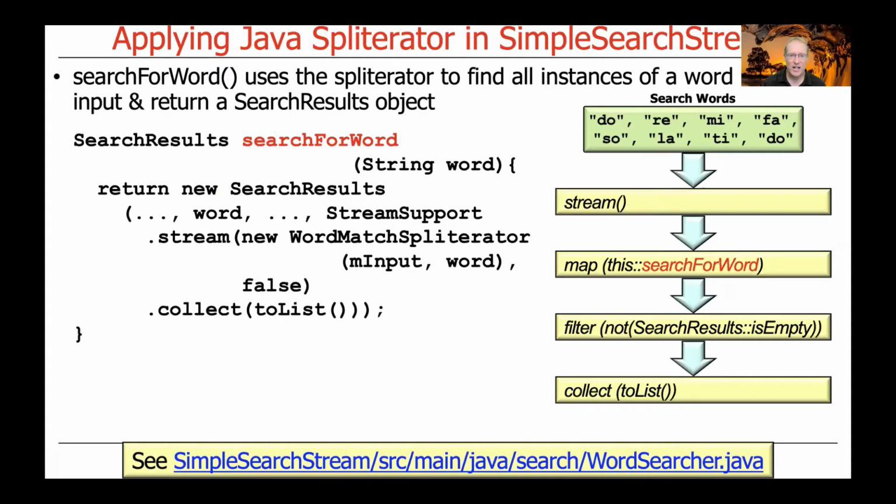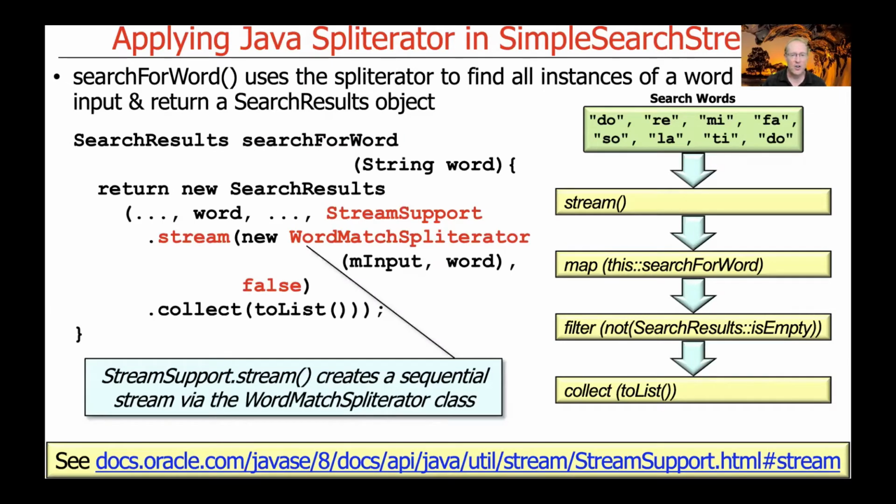The way in which this actually gets used internally to the program is there's a method called searchForWord. And what searchForWord is going to do is use the Spliterator we're going to develop and walk through in order to find all instances of a given word, like in this case, the names of the musical notes, like do, re, mi, and so on. And it's going to try to find all the places that that occurs within some input string, which in this case, of course, will be the lyrics for the Do-Re-Mi song. You can find this code in the WordSearcher.java file in the SimpleSearchStream program.